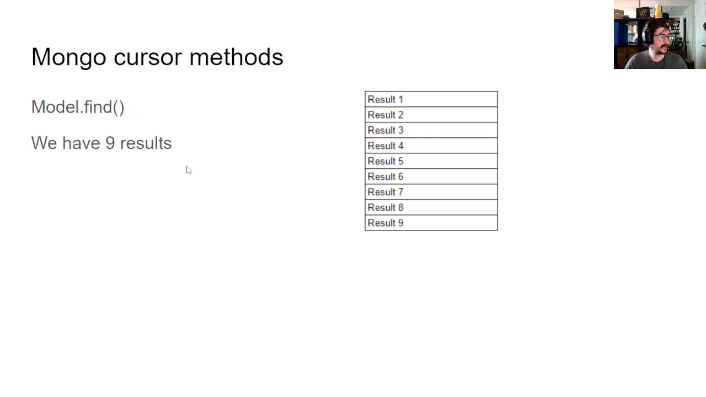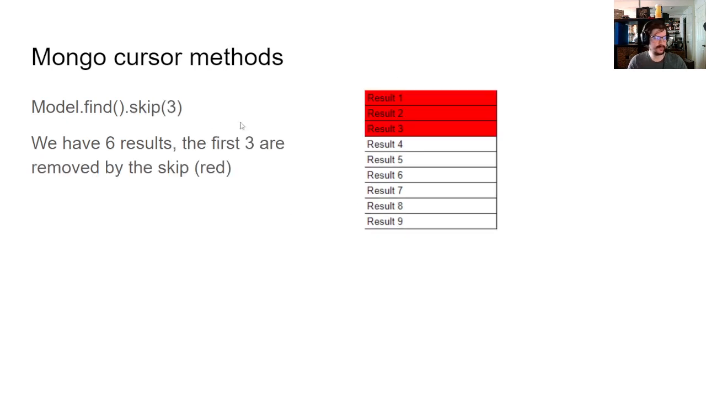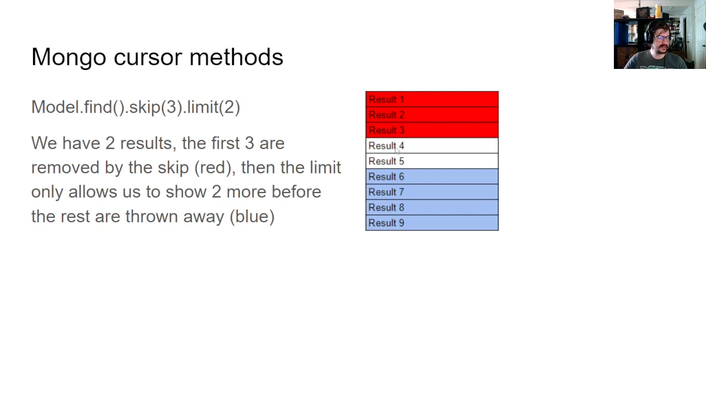All right. So let's say we start off with our model.find. We have 9 results. Result 1 through 9. These are the 9 results we have returned. If we add a skip, that skips the first 3 results because of the skip 3, and we only have the bottom 6 results left. So skip removes from the bottom. Then if we add a limit, after the skip, we only get that many more rows. You can see those 4 are removed by the limit, those 4 blue, those are thrown away, but only because we're only allowed 2 more after that.